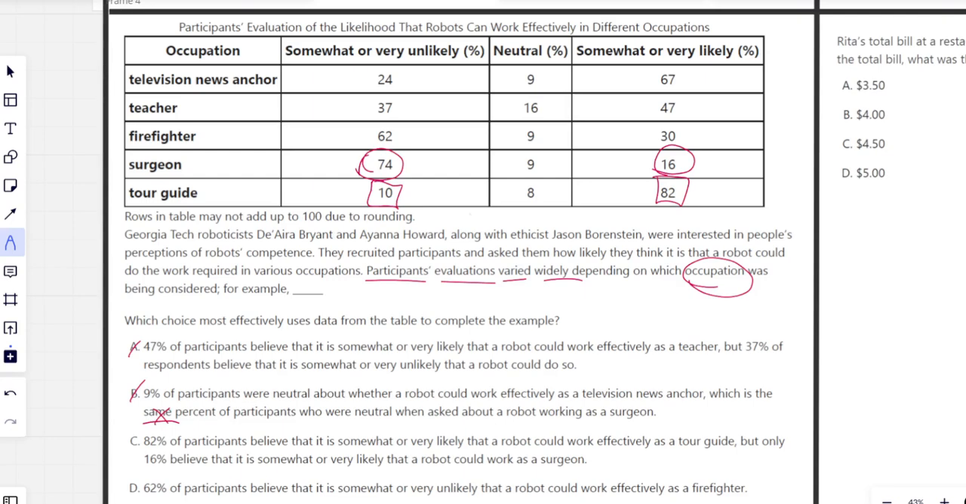82% of participants believe it's somewhat or very likely a robot could work as a tour guide. 16% believe that it's somewhat or very likely that a robot could work as a surgeon. Actually, that's the same example we picked up on. So yes, I would pick C. And we could rule out D because it doesn't compare occupations. So definitely C is going to be the best choice here.